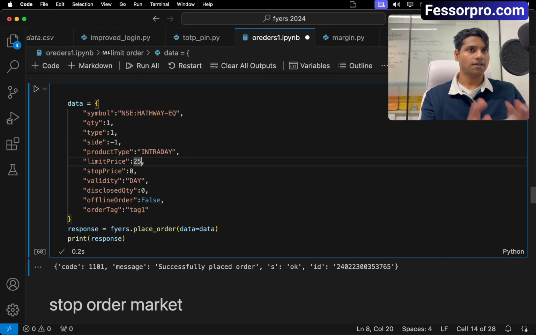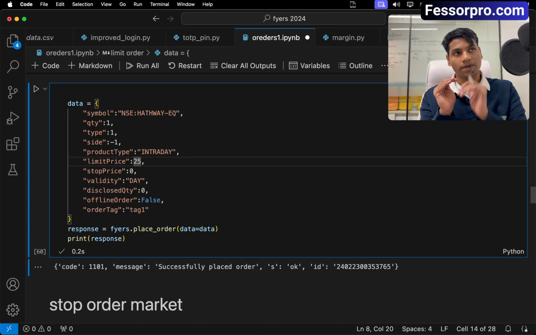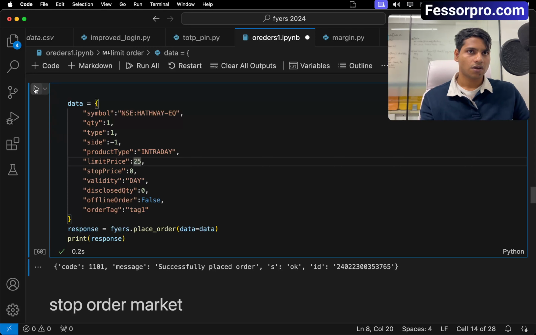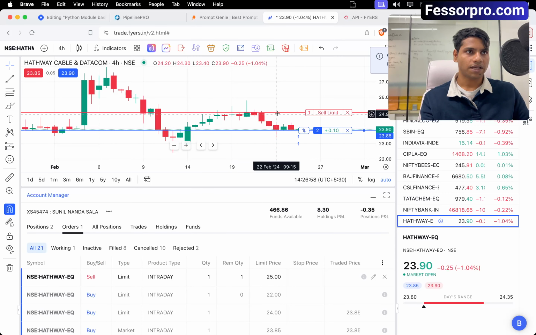If I write 25, my order will be pending. And the moment the market reaches my price, only then the order will be filled. So if I run the code, order placed, you see this was the sell limit order.